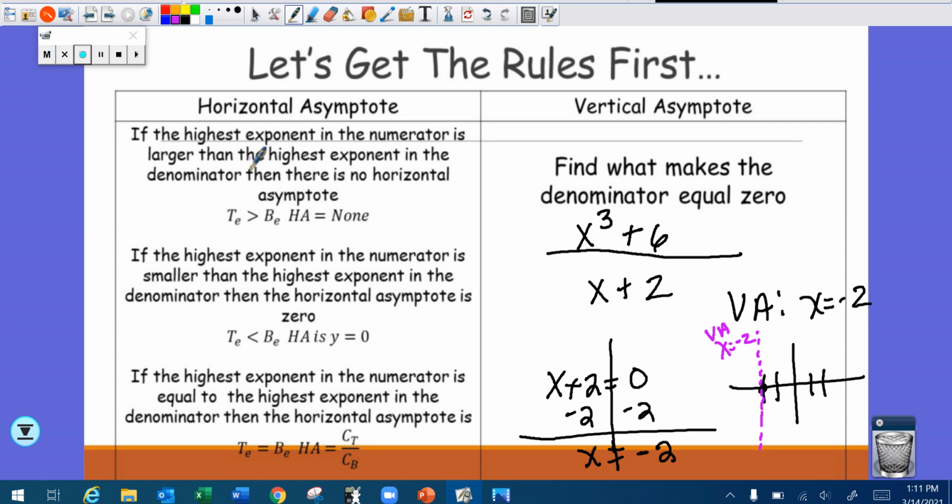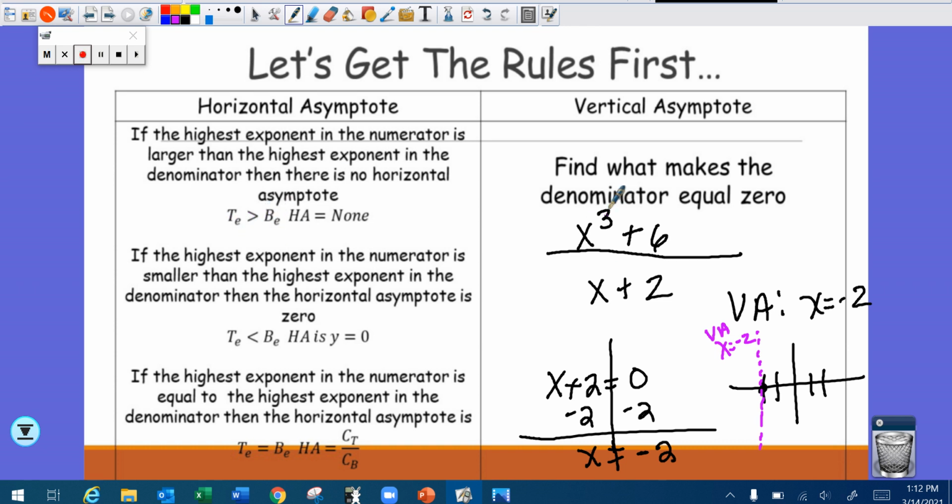So now what happens when we talk about horizontal asymptote? There are 3 rules, and make sure you have these rules. I did put them in Book Creator for you already. Just make sure you can understand these rules and you can use them for your test. It says if the highest exponent in the numerator is larger than the highest exponent in the denominator, then there is no horizontal asymptote. So I just wrote top exponent is greater than bottom exponent.